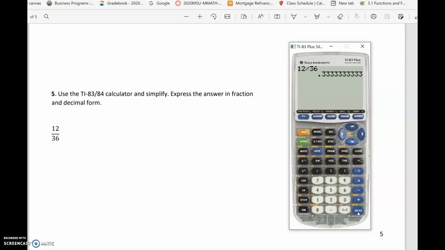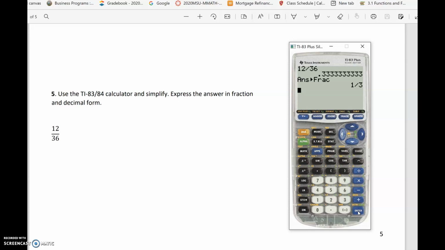The question is asking for a decimal form, which will be the 0.33, and then the fraction equivalent. So to find the fraction equivalent, you simply have to hit math. It's already in that format for the first one. You could just hit enter and then enter again, and that happens to be your solution. So it gets the previous answer and makes it an exact value.